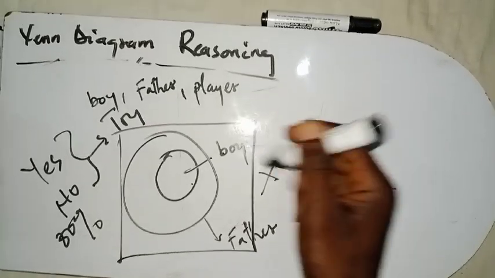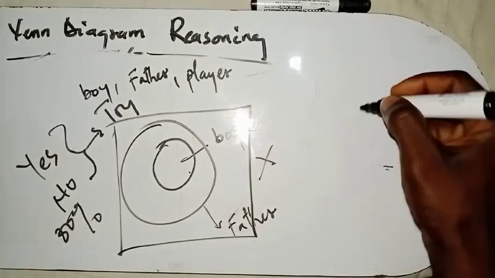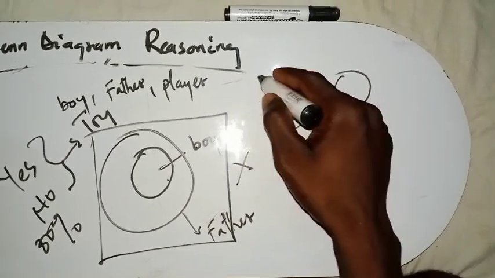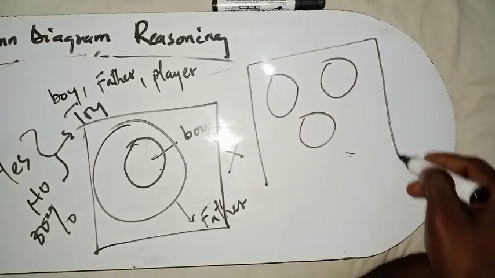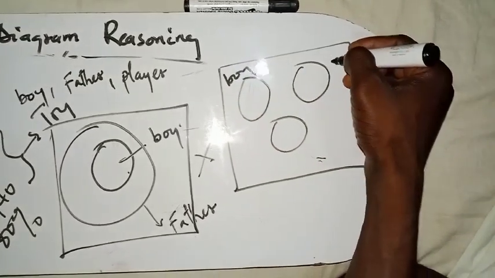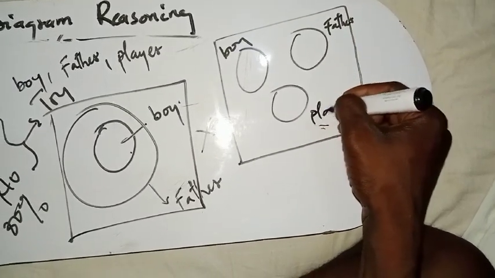So the best way to draw the Venn diagram for these three is to make them all separate shapes. Why are we saying this? This can be a set of boys, and then we have a father here, and then what about this? This is going to be a player.